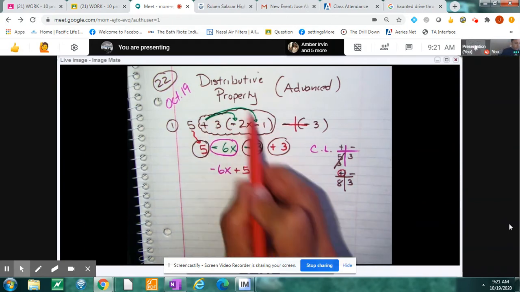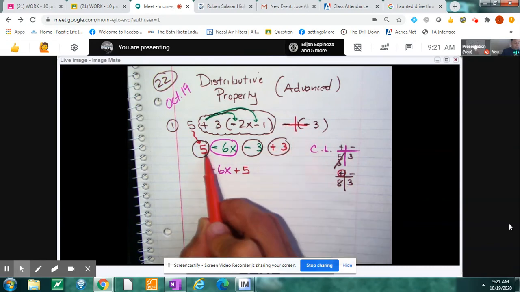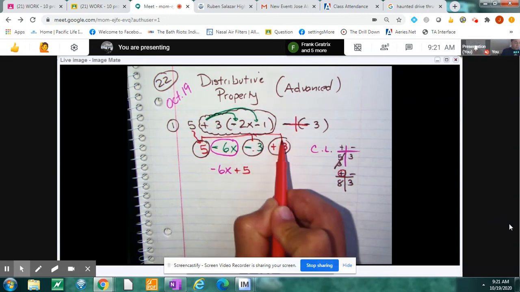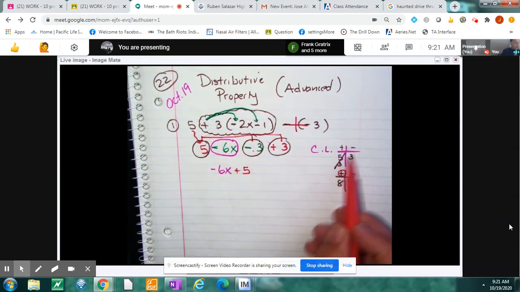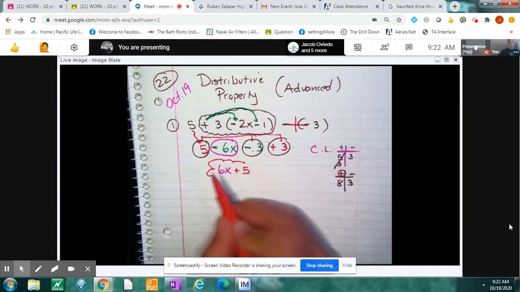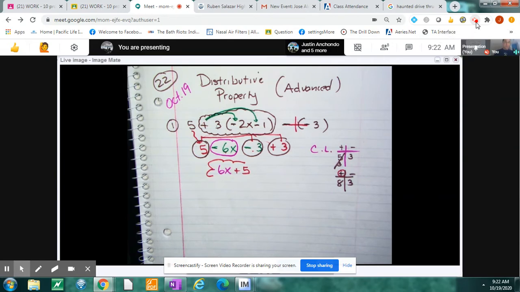All right. So what do we do? Distributive property. Okay. And then drop down the plus 3. Combine like terms. So I'm going to combine the 5 and the negative 3. You could do that if you want. All right. And then do your t-chart. And then there's your answer. Okay. Negative 6x plus 5. So Elijah, what's your answer?